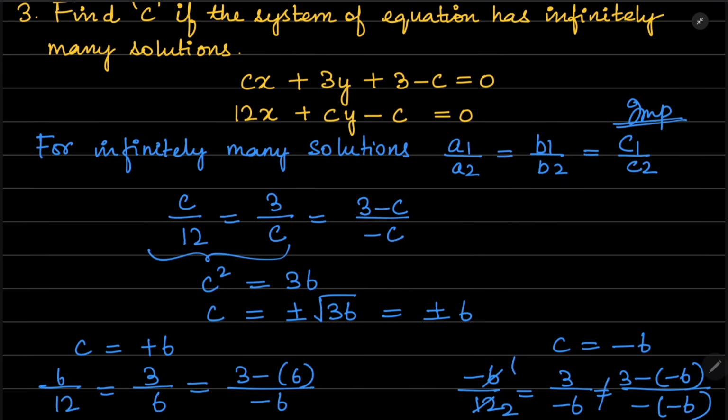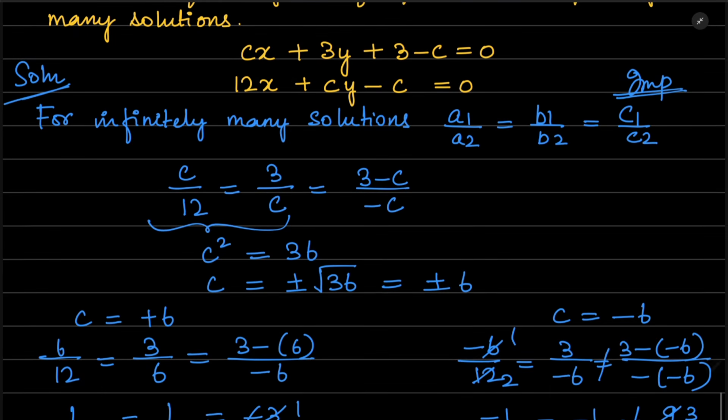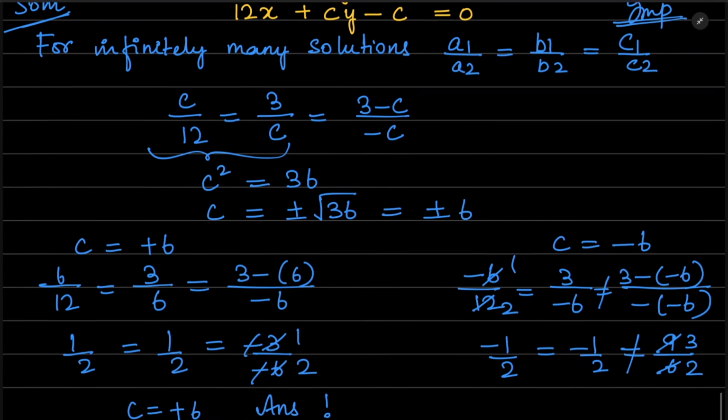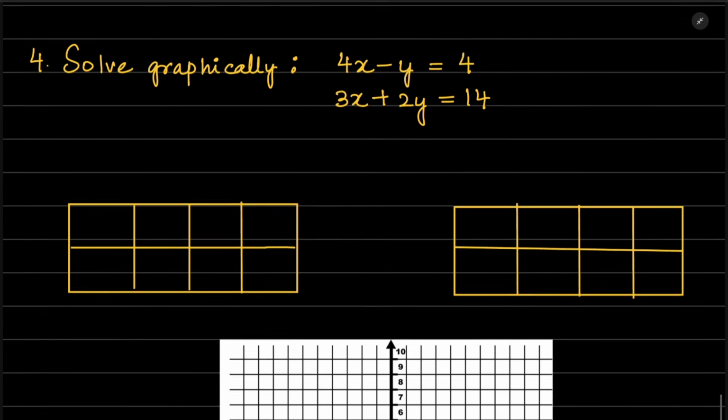For infinitely many solutions, all the three ratios are equal. So this is your A1, B1, C1, A2, B2 and C2. I've just replaced the coefficients of x, y and constant in both the equations. Hope you understood. Do make a note of it. Okay, so the next question.